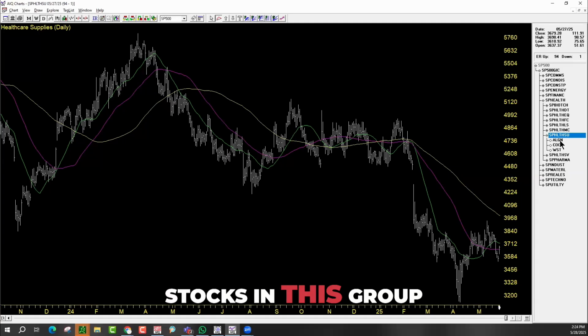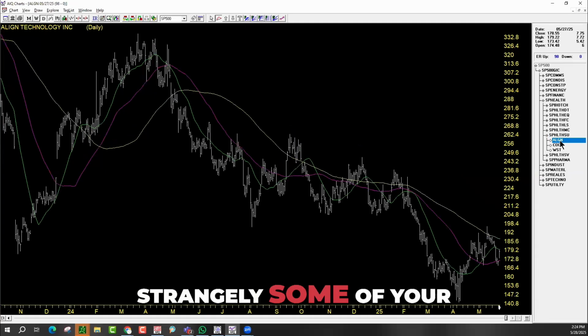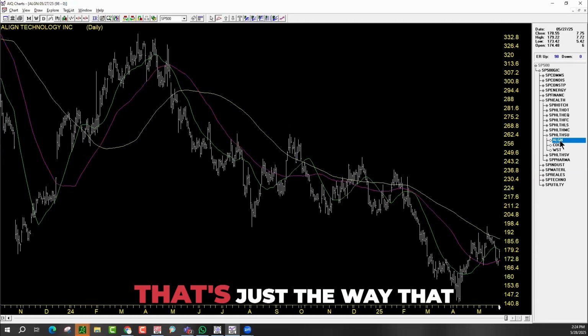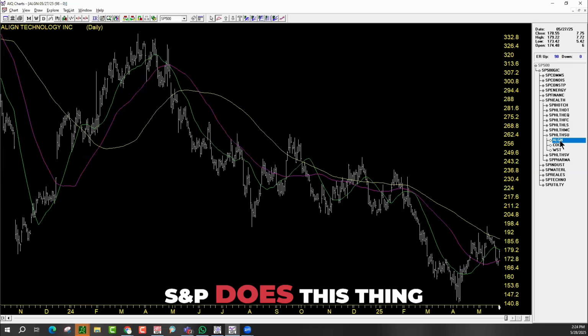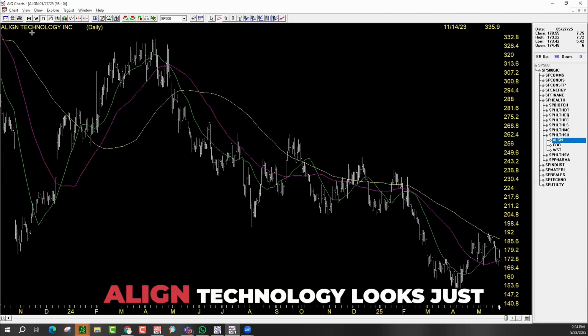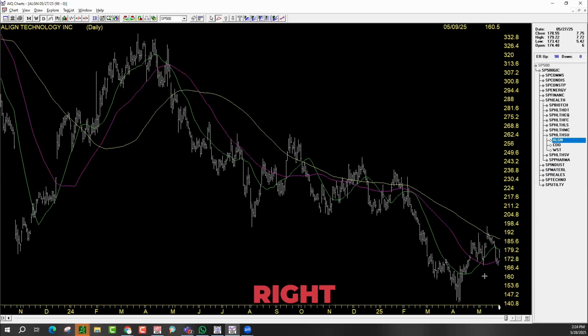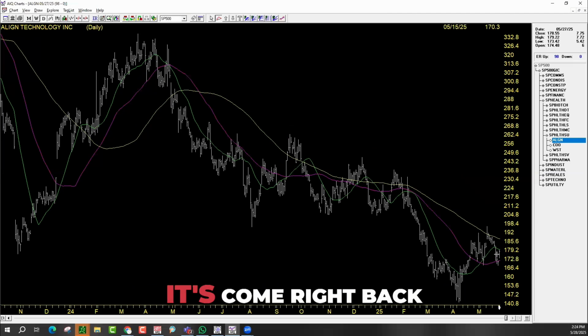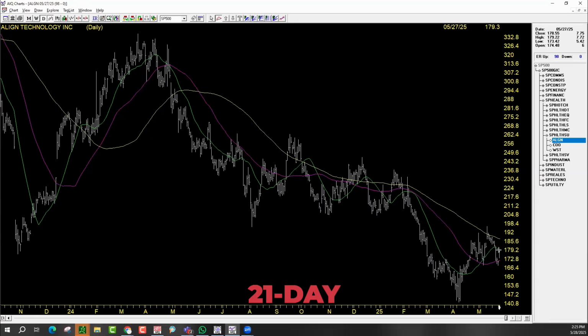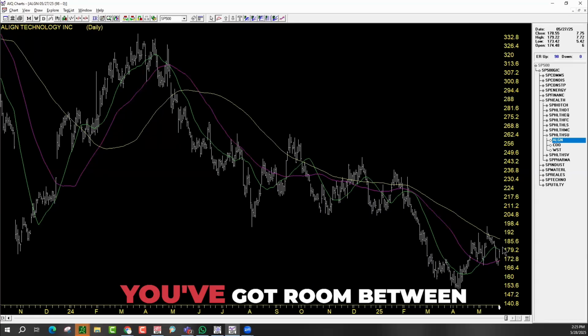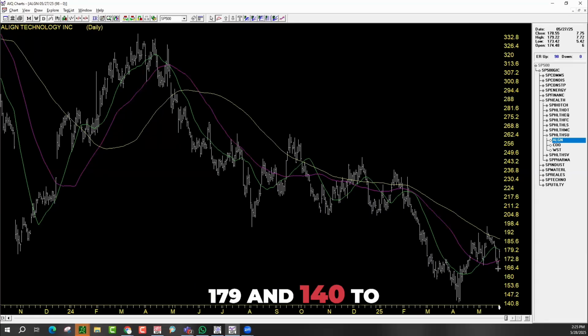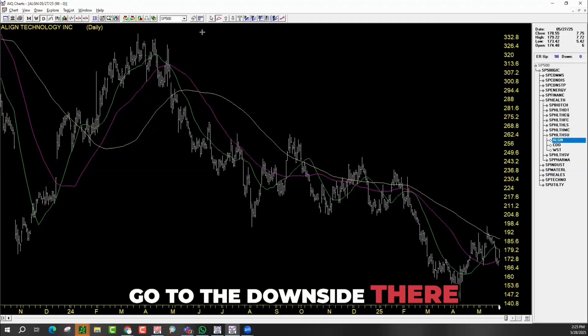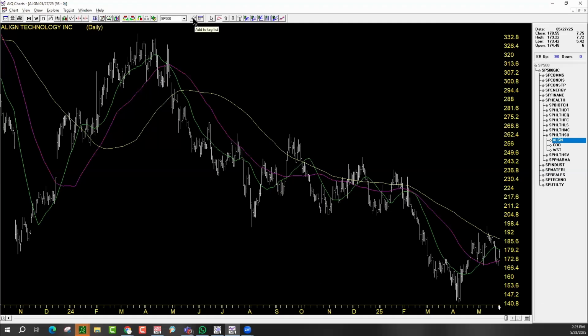There's only 3 S&P stocks in this group. Strangely, some of the S&P groups only have 1 stock in it. It's just the way that S&P does this thing. So we've got 3 stocks in here. Align Technology looks just like the group, right? Very, very similar. It's come right back up to the 21-day. I'd say that's a pretty good short candidate. You've got room between 179 and 140 to go to the downside there. We'll tag that one and add it to the list.